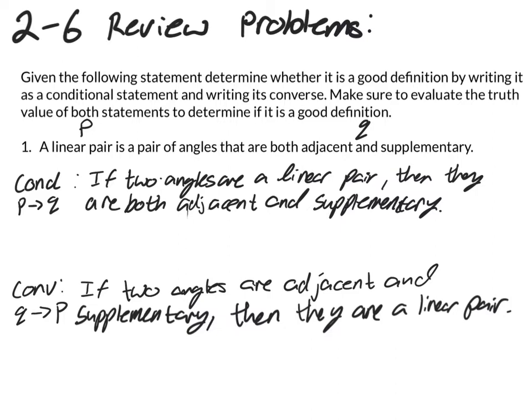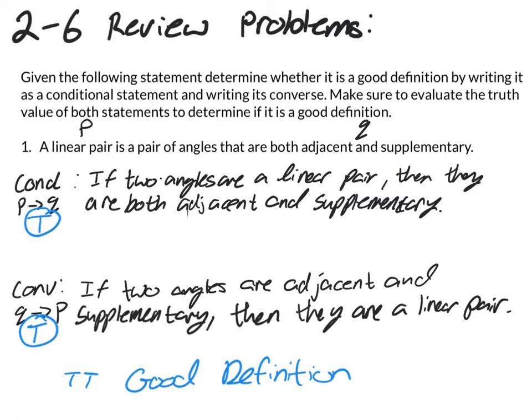So we have to go back and we have to evaluate the truth value of these 2 statements. So this first statement, if 2 angles are a linear pair, then they are both adjacent and supplementary. That is true. Second statement, if 2 angles are adjacent and supplementary, then they are a linear pair. That is also true. So because we have a true and a true, this is a good definition.